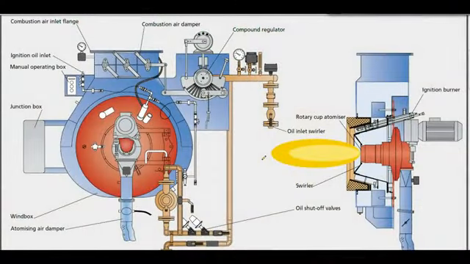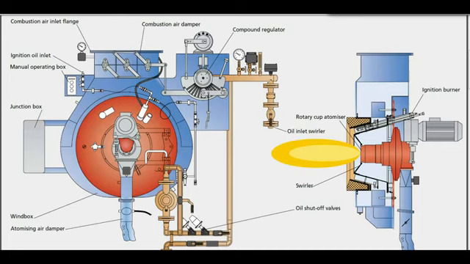So the picture which is shown over here is a simple representation of a rotary cup burner on an auxiliary boiler. Let's now understand the basic components of a rotary cup burner on an auxiliary boiler. Let's start with the main fuel oil system, which is usually heavy oil.